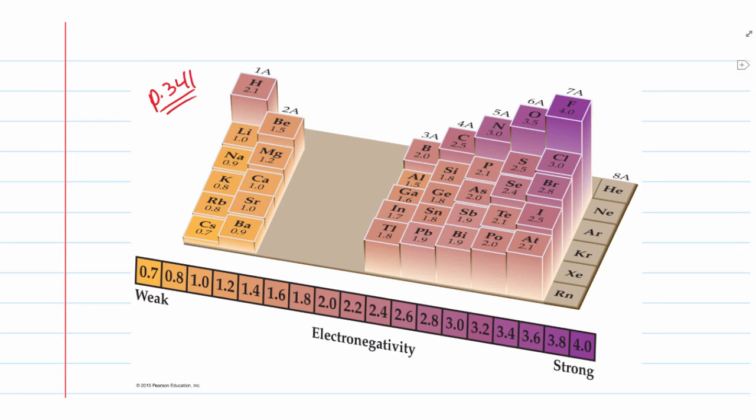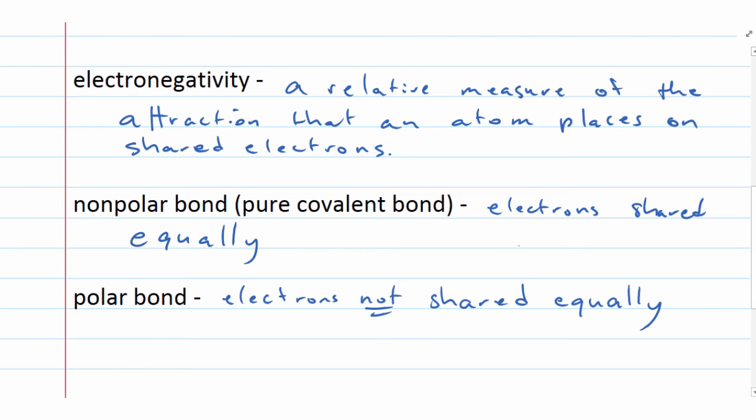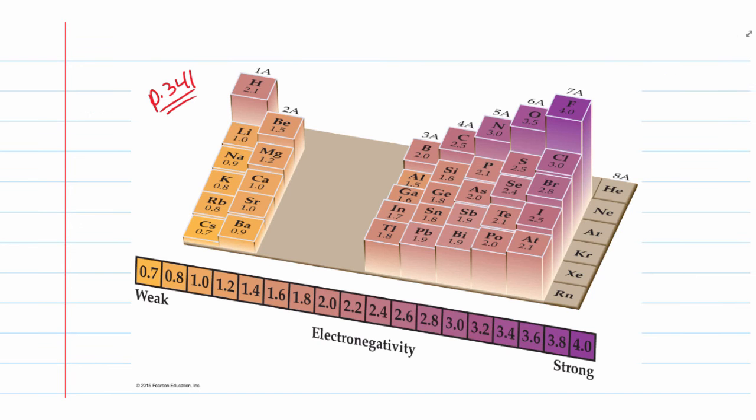In fact, these don't have electronegativity values because, if we go back to how we defined electronegativity, it is a relative measure of the attraction an atom places on shared electrons. What is it that these elements don't do right here? They don't share. Yeah, they don't share and they don't transfer. They don't do anything. They don't form bonds with other elements.